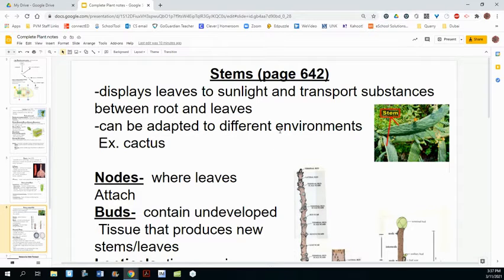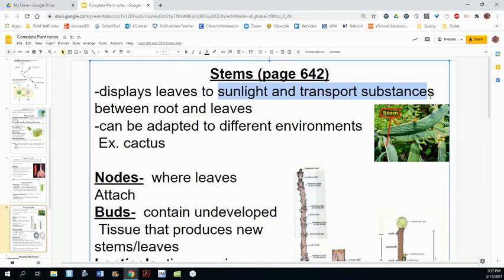That brings me to stems, which are a third type of specialized tissue. Now stems are responsible for lifting or displaying leaves to get as much sunlight as possible. They can be adapted for different types of environments. The spines on a cactus are actually reduced size leaves. And the reason why they're so reduced in size is because if the cactus had broad leaves, it would dry out incredibly fast. So it's an environmental adaptation.